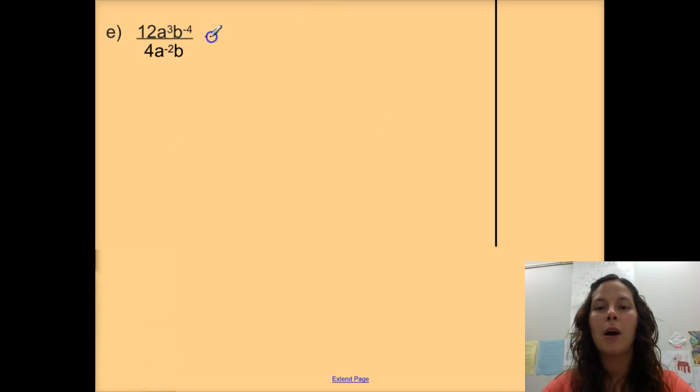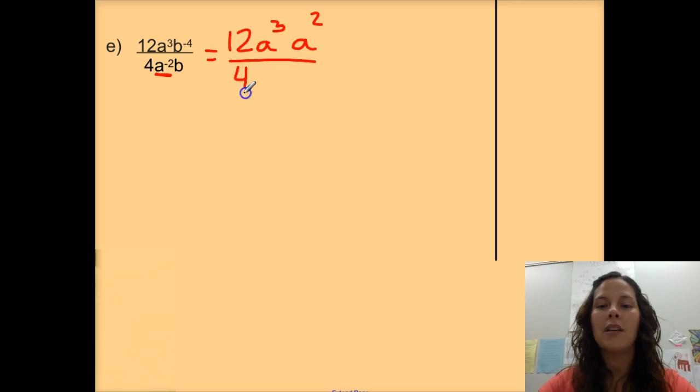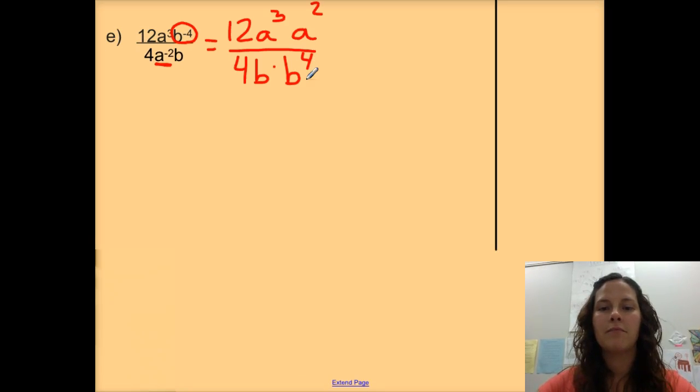Final example for our power rules. Again, on this one, I'm going to simplify those negative exponents first. So in the numerator, 12 and a cubed still have positive exponents. The a to the negative 2 that is currently in the denominator, I'm going to flip it to the numerator and make that exponent positive. In the denominator, 4b have positive powers, and then this b to the negative 4 in the numerator will flip to the denominator, and the exponent will become positive.